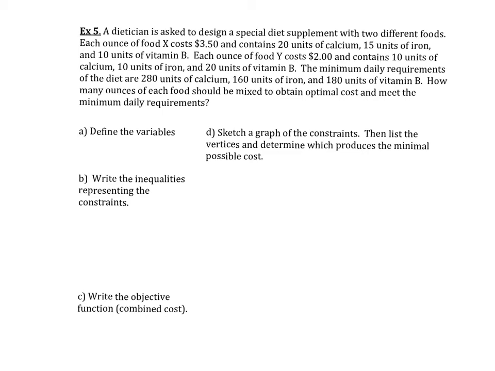The minimum daily requirements of the diet are 280 units of calcium, 160 units of iron, and 180 units of vitamin B. How many ounces of each food should be mixed to obtain optimal cost and meet the minimum daily requirements? Okay, so define the variables. What's it asking for? It's asking me how many ounces of each food. So X is going to be the ounces of, what's the food? Oh, food X. Now that's easy. Y will be the ounces of food Y.